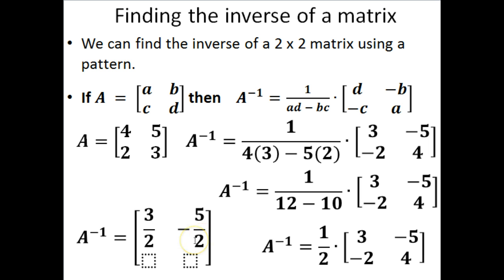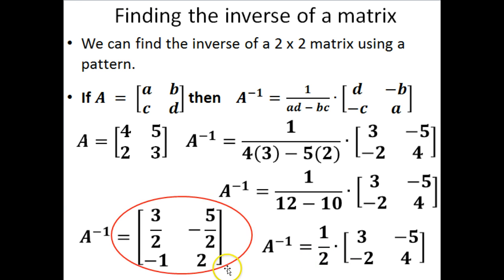Now you can write this as a decimal if you choose. That's not going to be a problem. You can write them as a fraction too. There's nothing wrong with that. 1/2 times negative 2, that's going to give us negative 1. And 1/2 times 4, that's 4/2, which is just 2. So this would be my answer here. So the inverse of this matrix is this matrix right here.